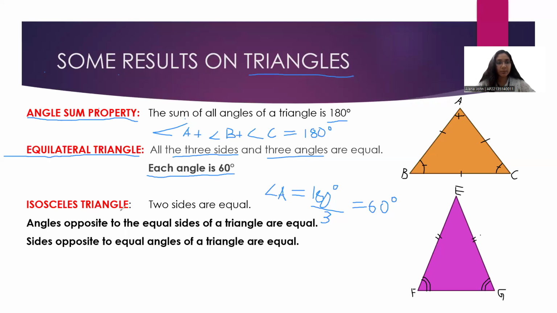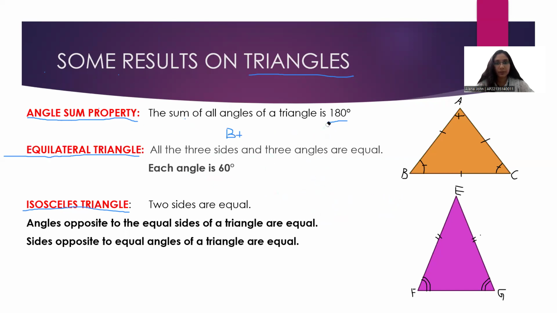So the next type of triangle is the isosceles triangle. What is meant by an isosceles triangle? Let me erase this one first. Okay. So what is meant by an isosceles triangle?